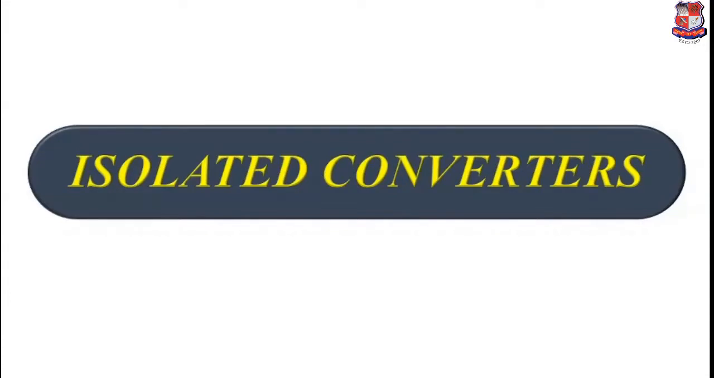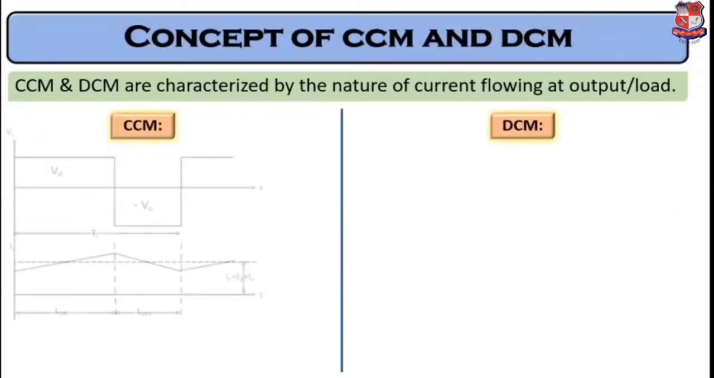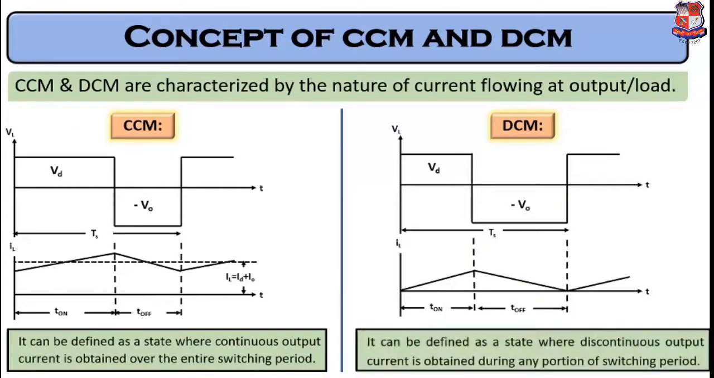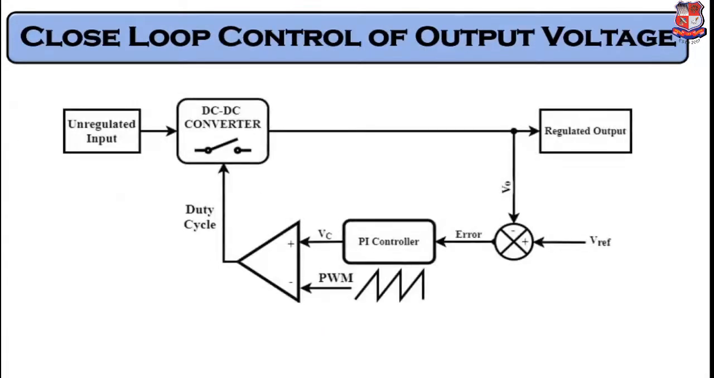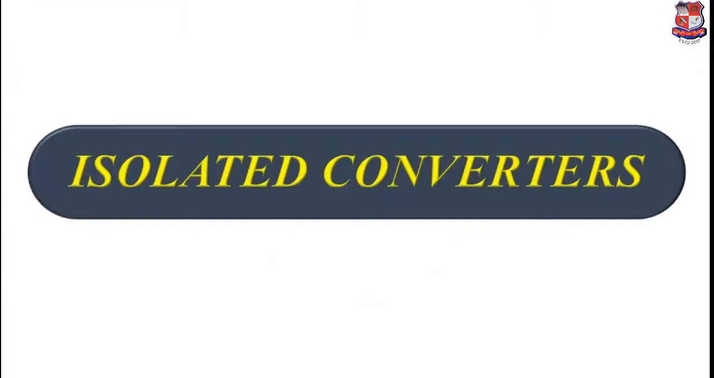So in the last lecture, if you remember, we had completed the closed loop operation. We had even studied CCM and DCM. We had also studied the closed loop operation, and then we were to discuss isolated converters. So what are isolated converters?